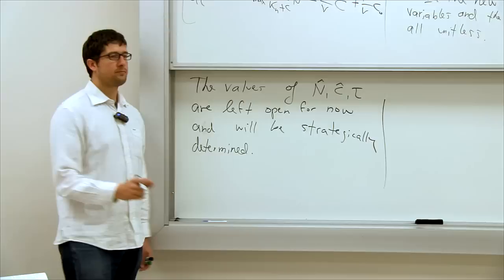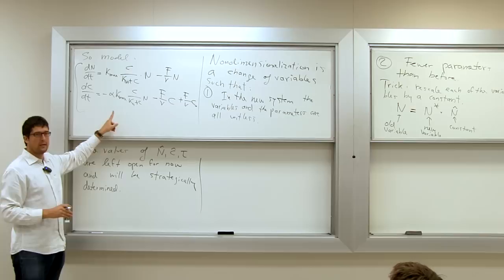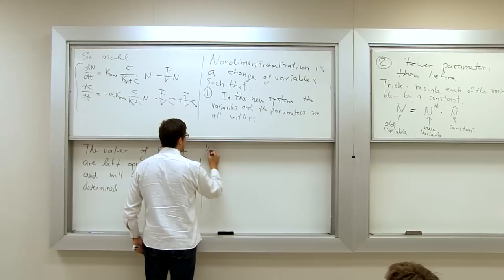Okay. So let's write the system of equations. Here's the system of equations. Let's write the system of equations using the new variables. Now it's written using the old variables, C, N, and T. Okay? Let's write it using the new variables.